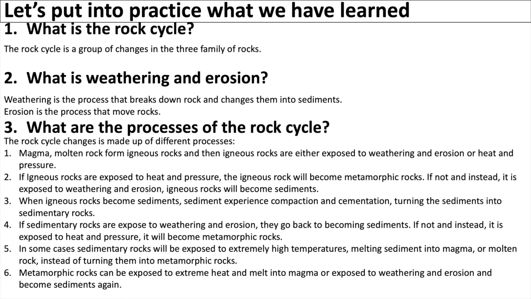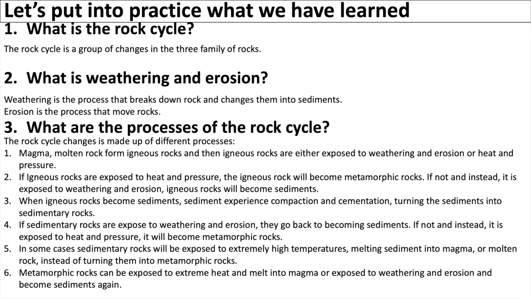What is the rock cycle? The rock cycle is a group of changes in the 3 families of rocks, which are igneous, sedimentary, and metamorphic rocks. What is weathering and erosion? Weathering is the process that breaks down rocks and changes them into sediments. Erosion is the process that moves rocks.